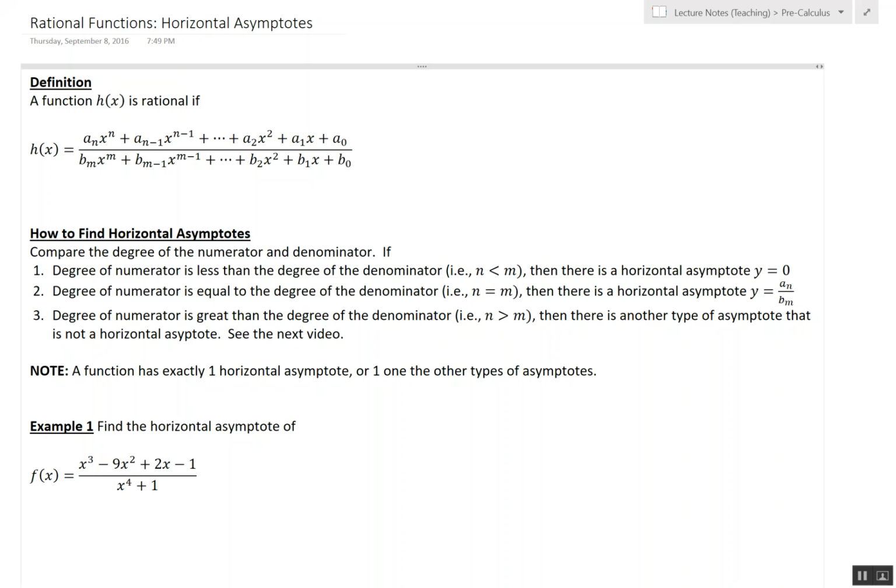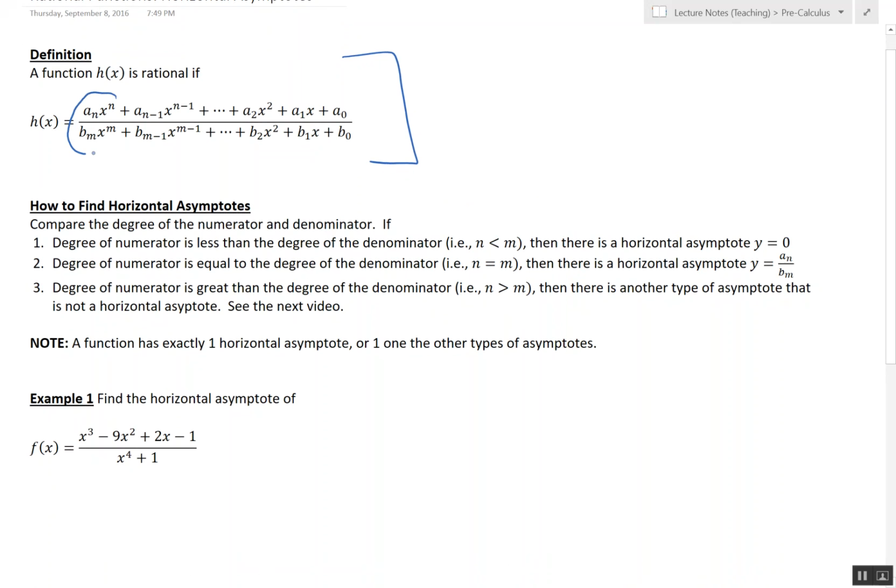So notice I rewrote the definition of a rational function to write out explicitly a definition of the polynomial in the numerator and denominator. That's because to find information about horizontal asymptotes, we are going to need to compare the leading terms here. So let's look at how we are going to do this.